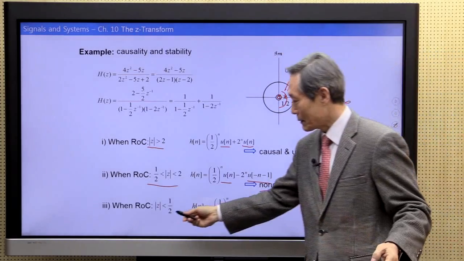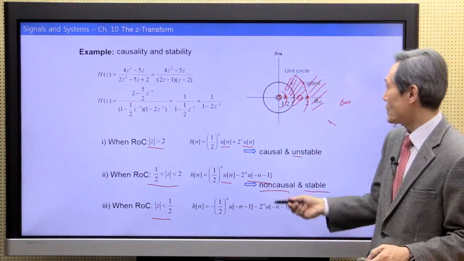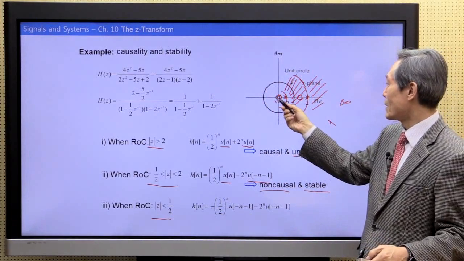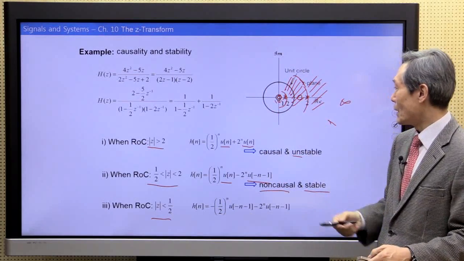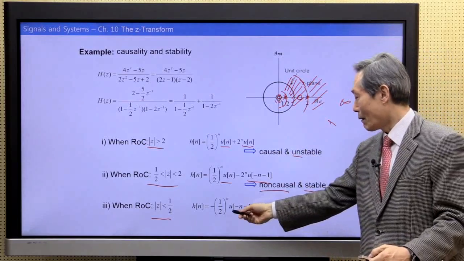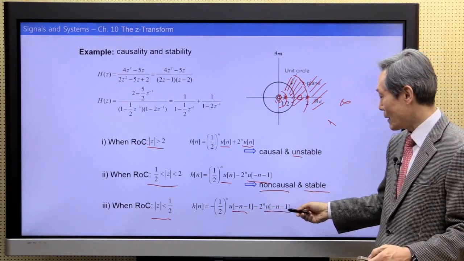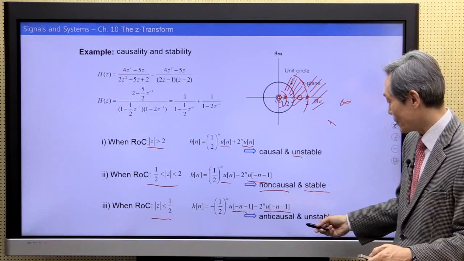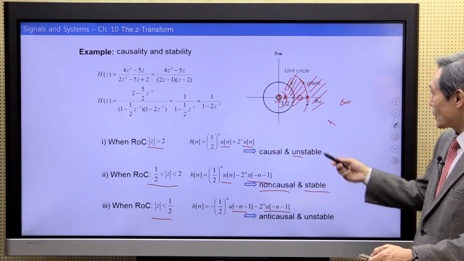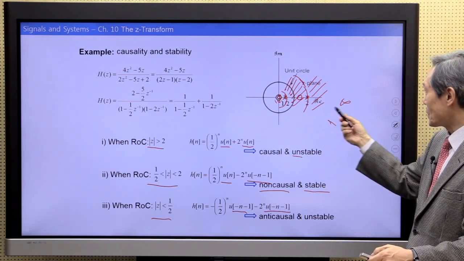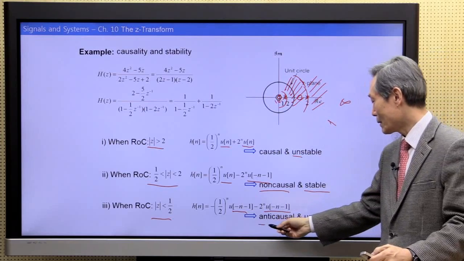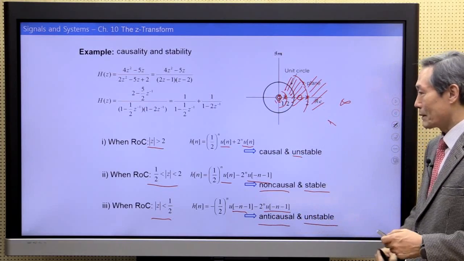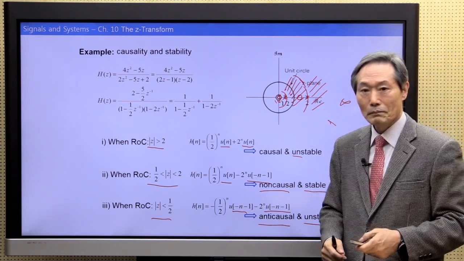Third one, when the region of convergence is inward, then both terms are left-sided, and the region of convergence does not include the unit circle. It does not include infinity, so it is non-causal and non-stable. Okay?